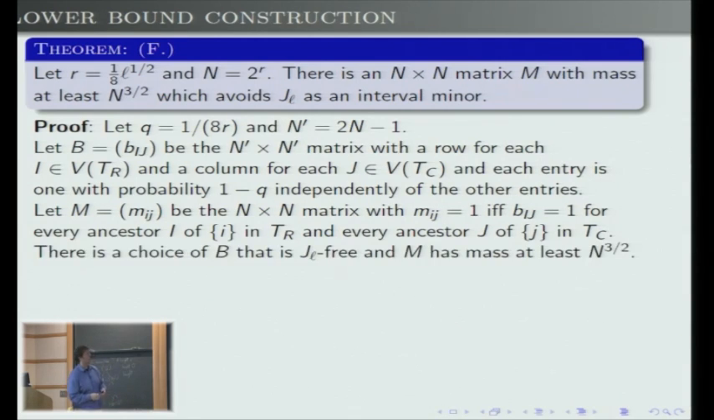Okay. Now we want to show that there's a choice of B that is JL free, so it avoids JL, and M has mass at least n to the 3 halves. So there's a choice of B which makes M have mass at least n to the 3 halves, and it avoids JL. The second part is what you expect, by the choice of q. Yes. And the first part, you can check pretty easily. Here we're going to have B avoid JL in terms of usual containment. And we're going to show that this implies that M will avoid JL as an interval minor. So first, let's show that we can find such a B with these properties.